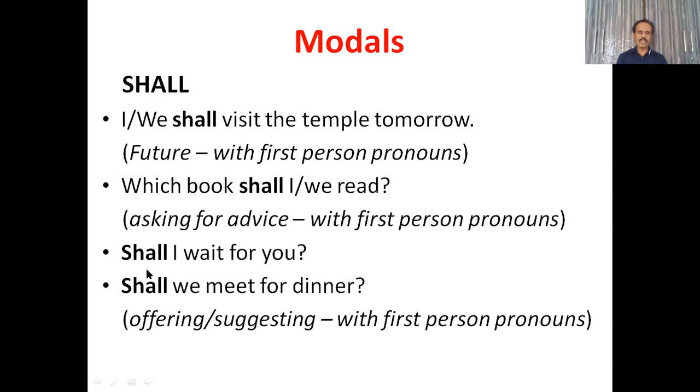shall is doing here is offering or suggesting. Here also first person, I first person, we first person. But the function here is offering, suggesting. Shall we meet for dinner, offering. Shall I wait for you, suggesting. Okay, so shall is used for offering, for asking for advice, for future, when it is used with first person pronouns.